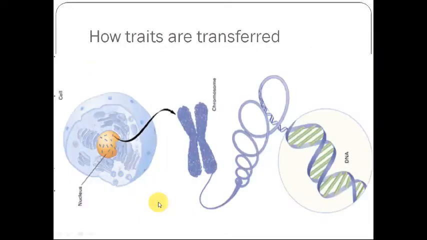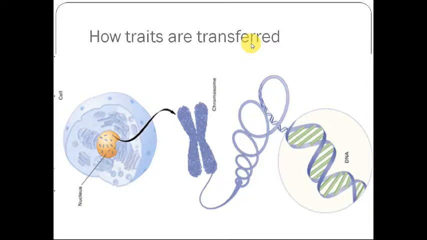How are these traits transferred? Traits are transferred by the cell. A cell is the smallest structural and functional unit of an organism, which is typically microscopic and consists of cytoplasm and nucleus enclosed in a membrane.